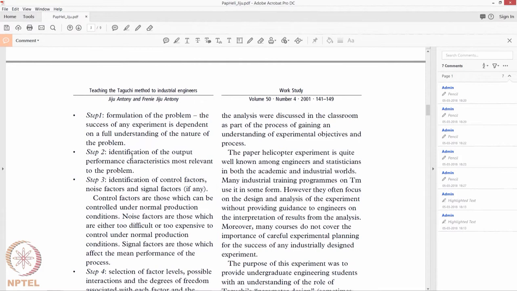Then you need to identify what is the output characteristic that is most relevant to your problem. If you take the same example of the efficiency, you need not look at only the output efficiency. If your efficiency is connected to multiple components and you understand that the third or the fourth component is responsible majorly for the output, then you need to worry only about that particular component. So you need to be able to say what is the output performance characteristic that is important to you. You should be able to answer that. It is not necessarily the overall goal.